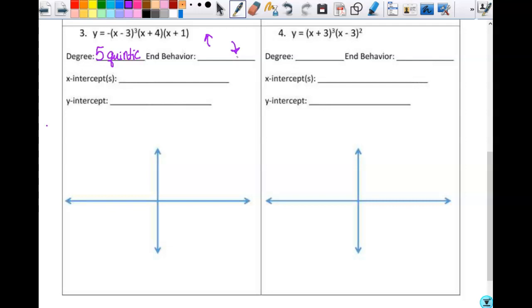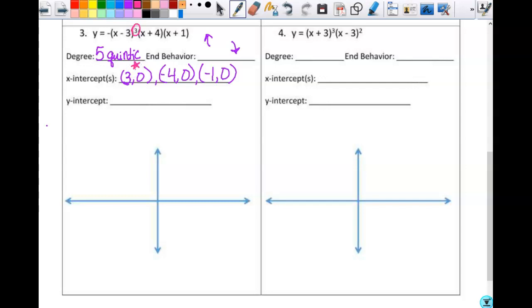All right, so my x-intercepts. Well, this is going to give me 3, 0. This is going to give me negative 4, 0. And this is going to give me negative 1, 0. But I have to pay attention to the fact that this was to the third power. So that means here, something's happening.